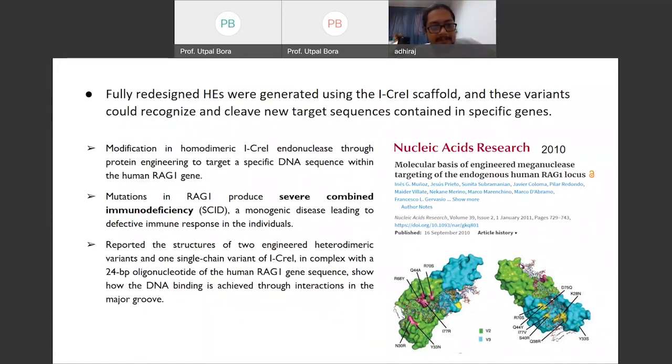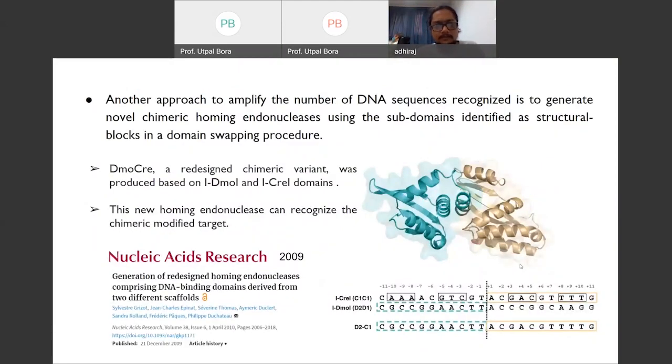They show the DNA binding is achieved through interactions in the major groove, right? Most of these actually go and bind to the major groove itself. There are very few. So anyway, moving forward, as I said, the last one of the flow chart that I showed, that they take two different subunits and make a chimera, right? So another approach to amplify the number of DNA sequences recognized is to generate novel chimeric homing endonucleases using the subunits identified as structural blocks in a domain swapping procedure. They swap the domains, right?